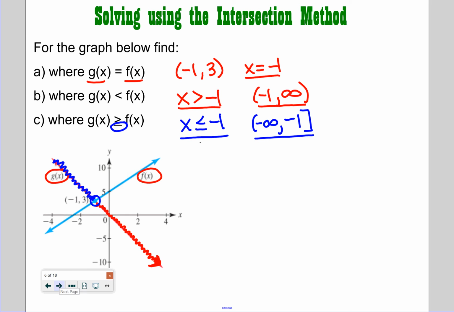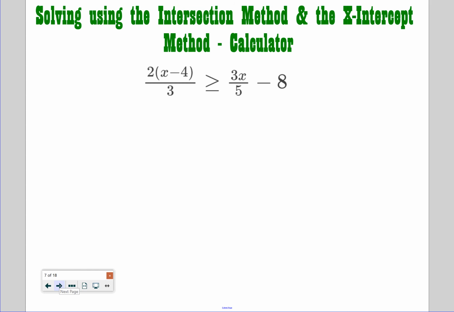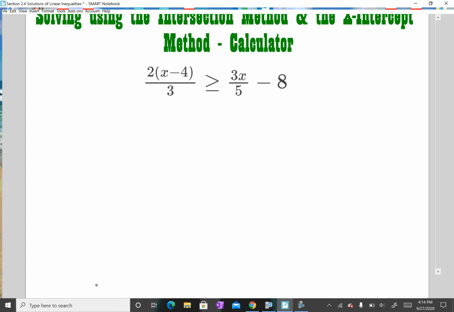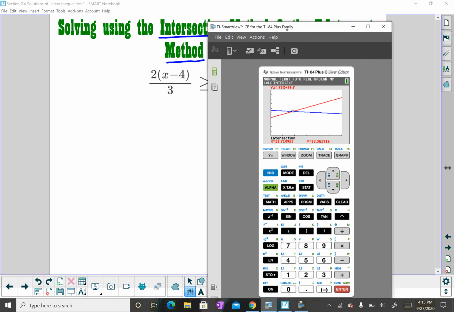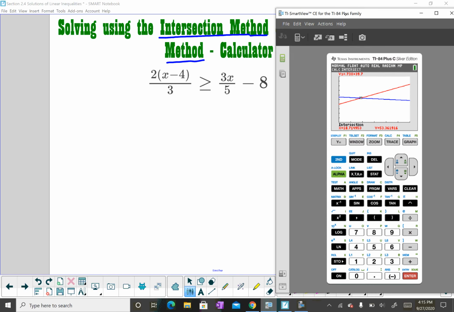So now we're going to try to do this with our calculator. When you're doing this in MyMathLab, it will either say intersection method or x-intercept method. I will show you both, but nobody's going to be checking what you're putting in the calculator. So if one of these methods you prefer to the other, go for it. All right, so in the calculator, remember either of these methods can be used.